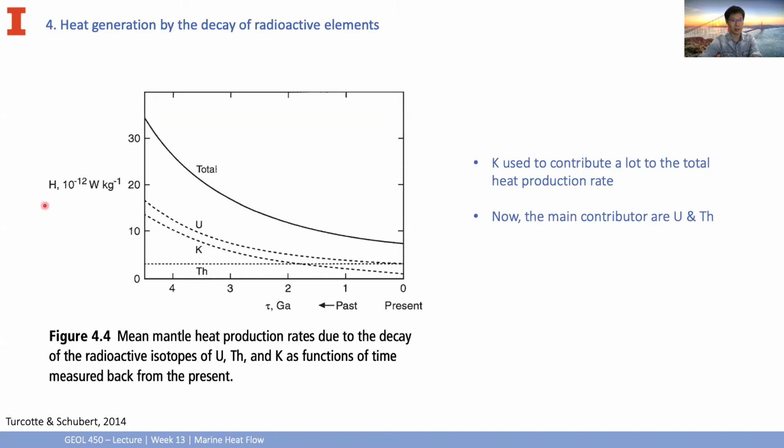This is a plot showing the heat production rate as a function of time. Zero is the present day, and this is the birth of the Earth. We can see that with the decay of those radioactive elements, the concentration decreases, and the heat generation rate decreases as well. Potassium and uranium used to be the main contributors of the heat production rate. However, with the decay of the potassium, now the concentration of potassium is pretty low. So now the main contributors are uranium and thorium.